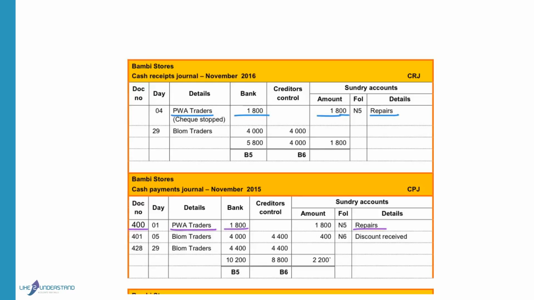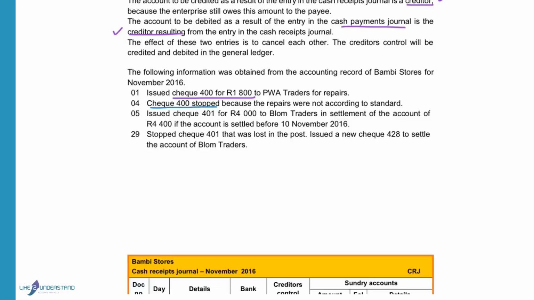Issued cheque number 401 for 4,000 to Blom Traders in settlement of account of 4,400. So in the bank column in the cash payments journal, we will indicate 4,000 rand was paid out of the bank. In the discount received column, we will record 400 rand, and we will indicate that we owe the creditors 4,400 rand less.